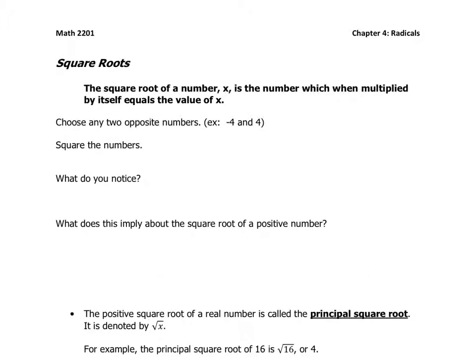Square roots. The square root of a number x is the number which, when multiplied by itself, equals the value of x. So we're going to do a little investigation now. If you take two numbers that are opposites of each other, for example, -4 and 4, and square both those numbers, you should notice that both answers are the same. So what does this imply about the square root of a positive number? It implies that there are two square roots.